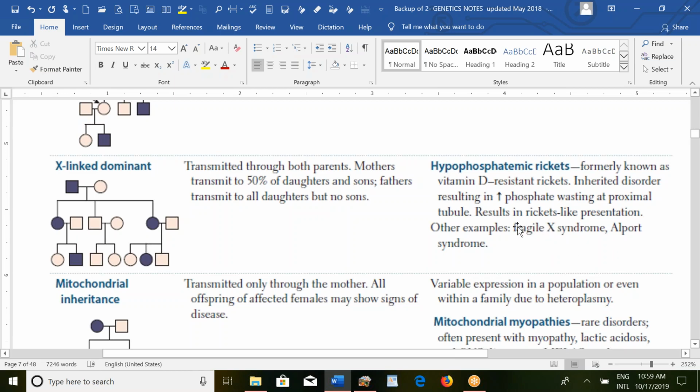It is their favorite, Fragile X syndrome. What is the mode of inheritance? This is X-linked dominant. Okay. Just remember, in the end, I think we have given you a list of the conditions and the mode of inheritance.